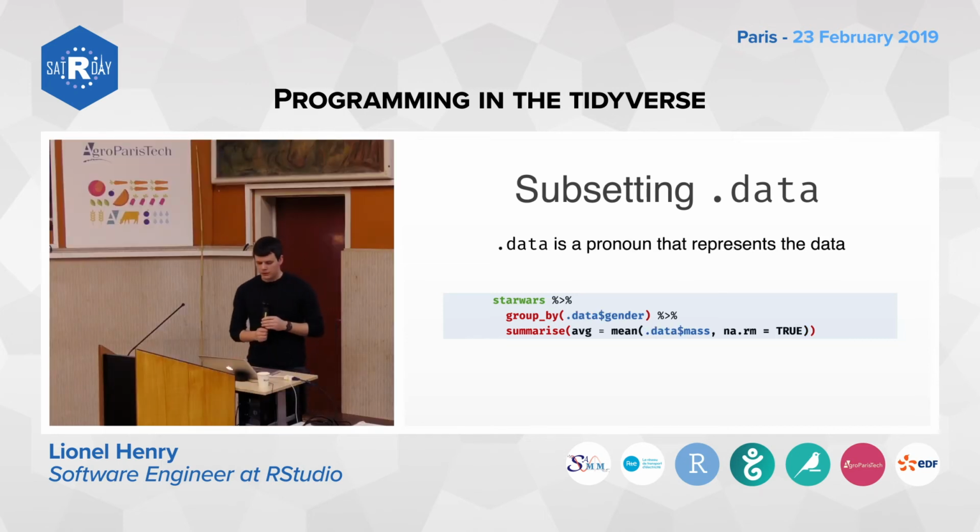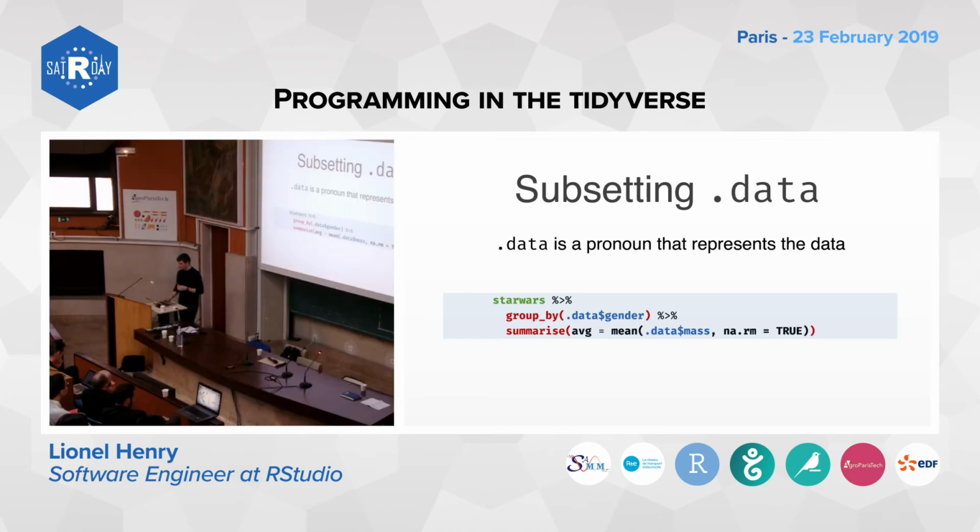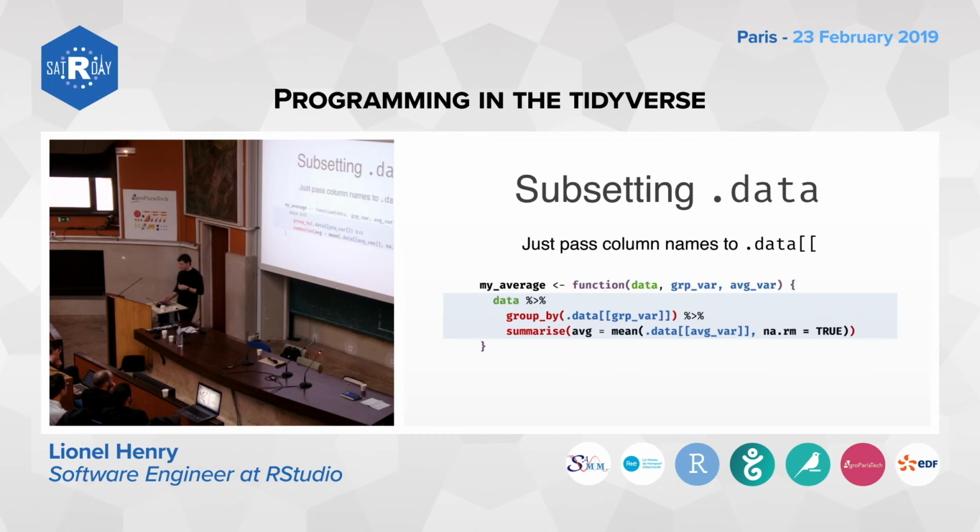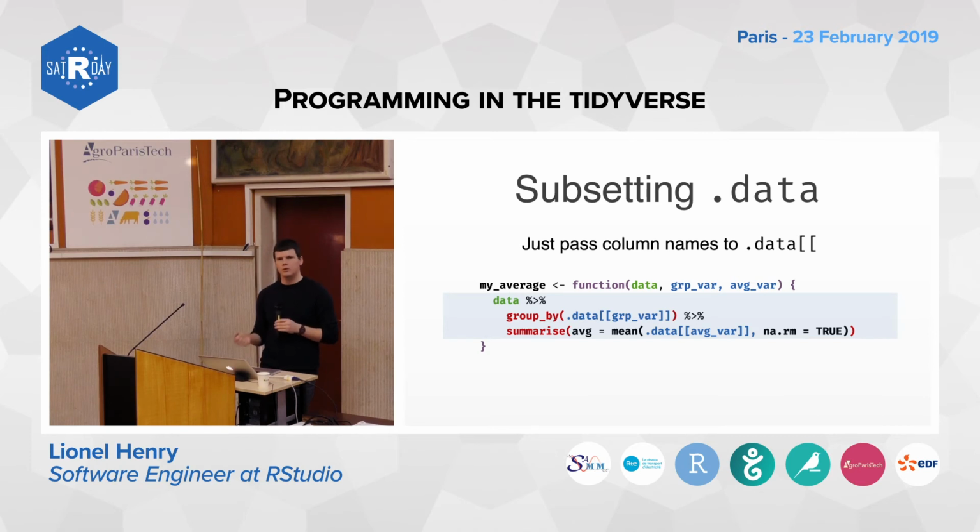One way to work around this is to use the data pronoun. So you can always use the data pronoun in dplyr or ggplot2 instead of supplying the unquoted variable names. And data represents the current data that you are working with, and you can subset it with dollar. And so the pipeline here is exactly the same as before. We are just using the data pronoun to refer to the variable. But then if we use the double bracket operator, that means that we can subset it with strings. And these strings, we can take them as arguments to a function that wraps the pipeline.